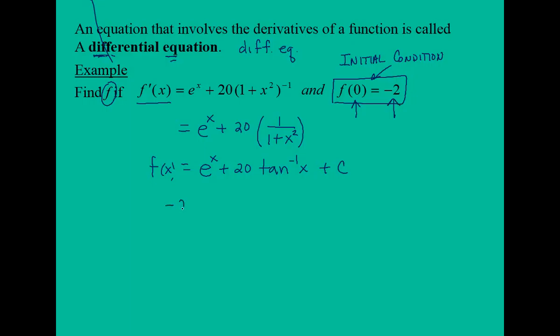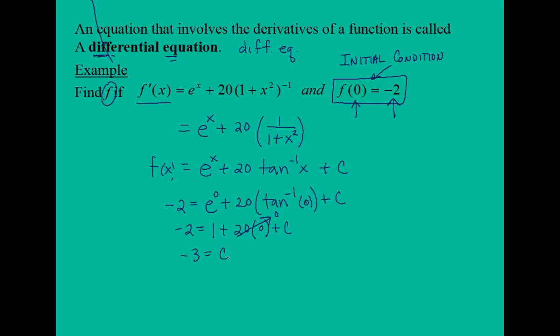So we would have negative 2 equals e to the 0 plus 20 times the tangent inverse of 0 plus c. So we would get e to the 0 is 1 plus 20 times tangent inverse of 0 is 0. So this goes to 0. If we subtract 1 from both sides, we get negative 3 equals c.